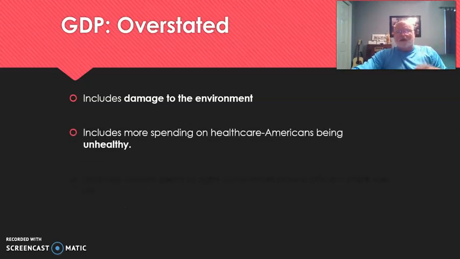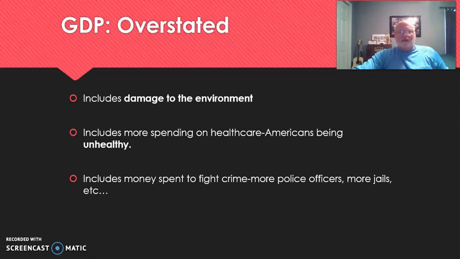So if you get sick and you go to the doctor, that is a service. So if Americans are less healthy, that still goes into GDP. If you live in a bad neighborhood and you need to put bars on your windows, you have to hire somebody to do that. That goes into GDP. If you live in a bad area, you've got to hire more cops, have more jails. And so here's what I want you to write: it does not include quality of life.